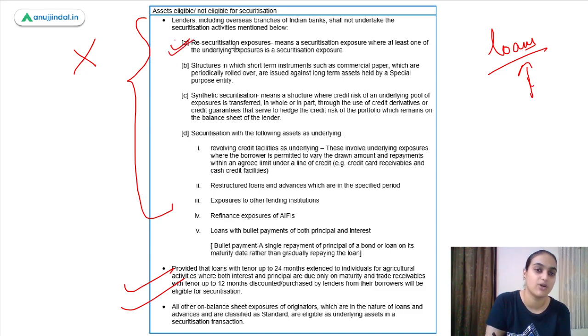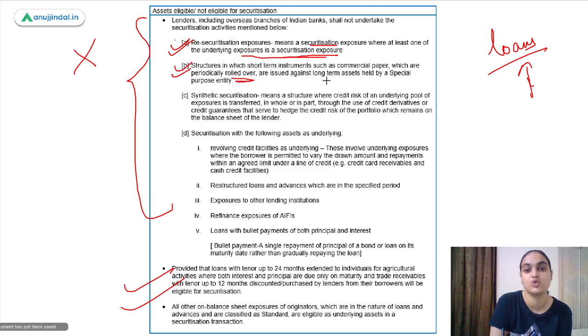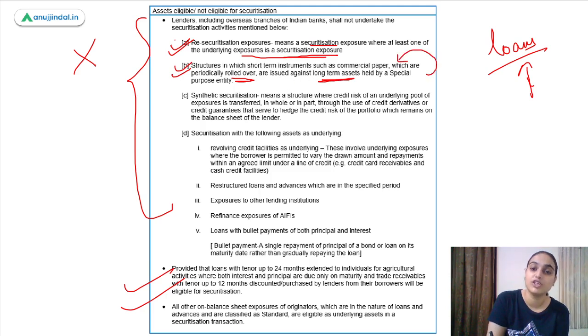First is re-securitization exposures. So, wo securitization, wo assets jinke aap already securitization kar chuke ho, unko further aap securitize nahi kar sakte. Re-securitization exposure means a securitization exposure where at least one of the underlying exposure is a securitization exposure. Secondly, structures in which short-term instruments like commercial papers which are periodically rolled over are issued against long-term assets. So, long-term assets ke against jab aap koi commercial papers issue karte ho, us case mein wo wale assets ka bhi aap securitization nahi kar sakte ho.